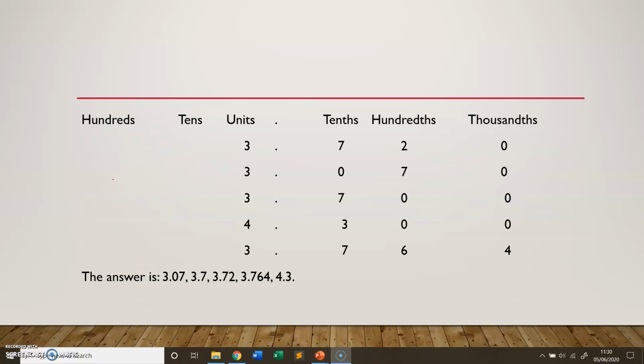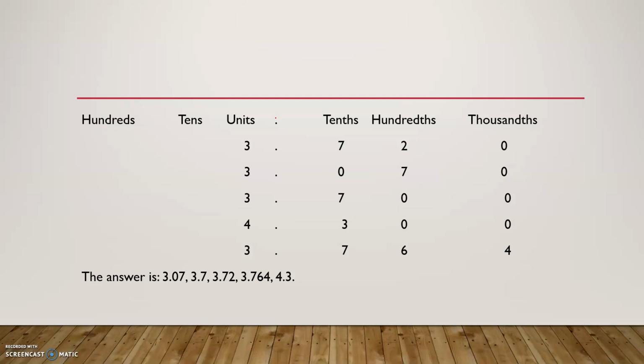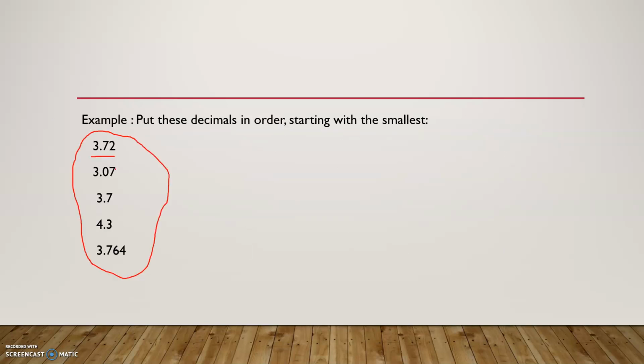What we're going to do is put them into a place value table. So we put the decimal place here, and on the left we put the units, tens and hundreds, and on the right of the decimal place we put tenths, hundredths and thousandths. Now we need to put these decimal values into the place value table.